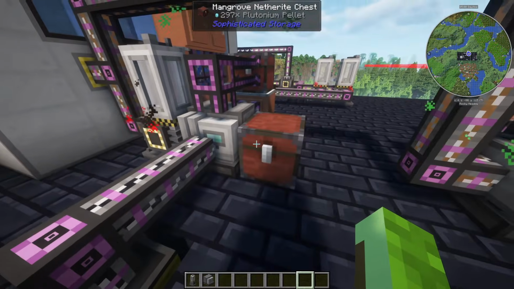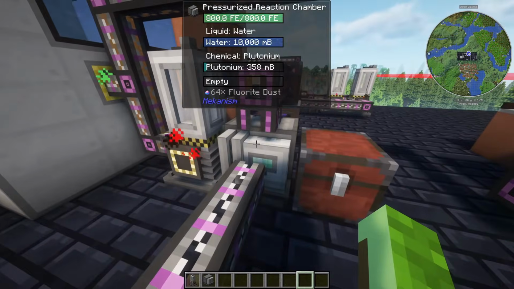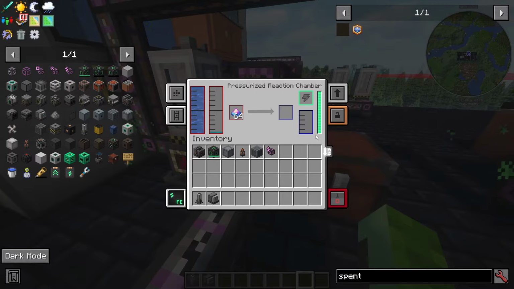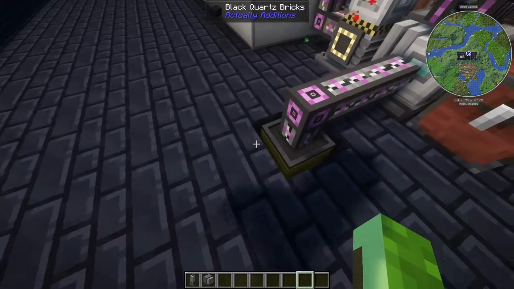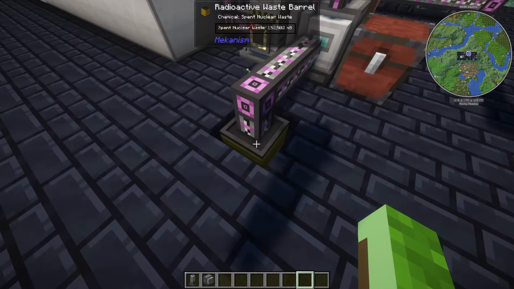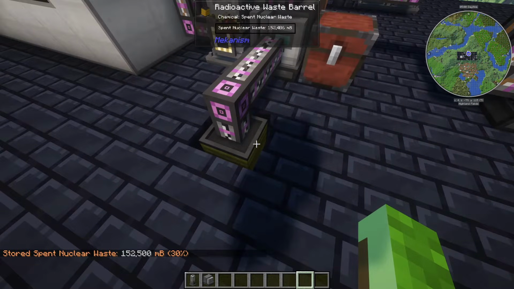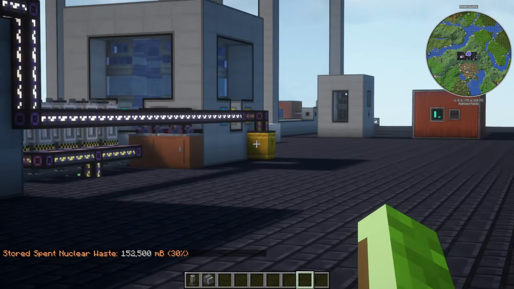Now, every time this makes a plutonium pellet, it actually fills up with spent nuclear waste right here, and you should output that into a radioactive waste barrel, which will eventually decay, but it decays, I think, much slower than that one over there.